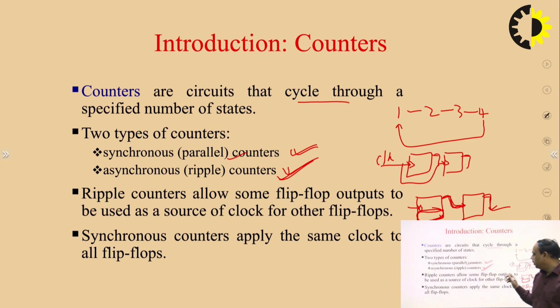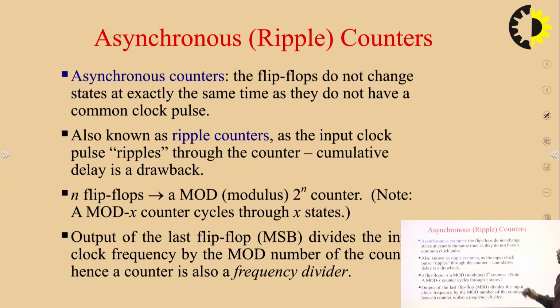A ripple counter allows some flip flop outputs to be used as the source of the clock for another flip flop. As we can see over here, the output of the first flip flop is used as the source of clock for the other flip flop, while in a synchronous counter the same clock is applied to all the flip flops. An asynchronous counter does not change state at exactly the same time, as we saw in the previous slide. The output is generated after the propagation delay of the different gates inside the different flip flops. So the output is not generated simultaneously at all the bits. It takes time.